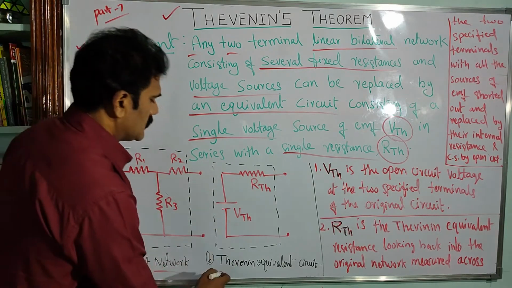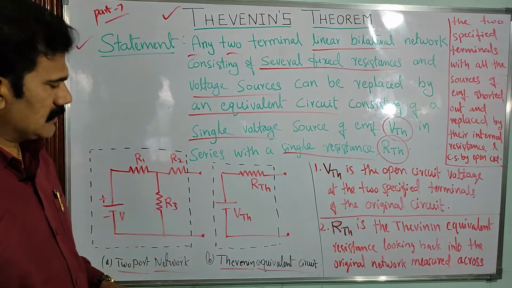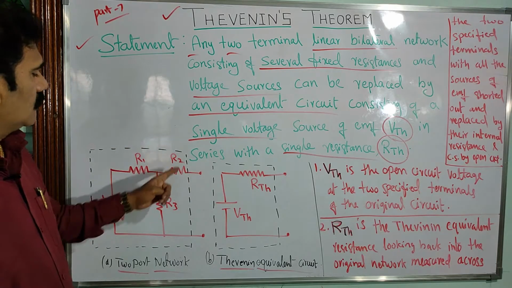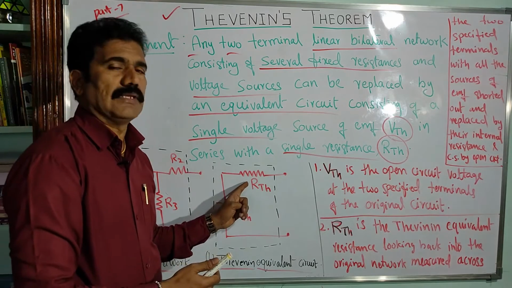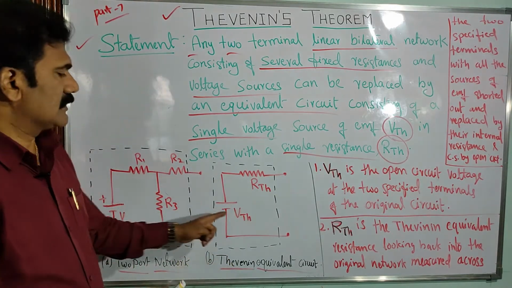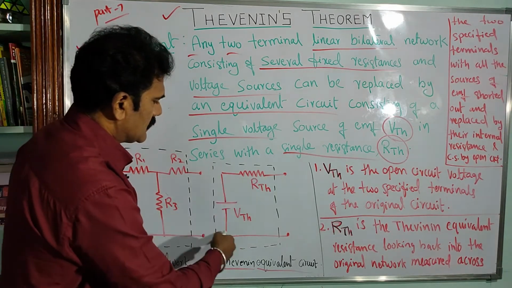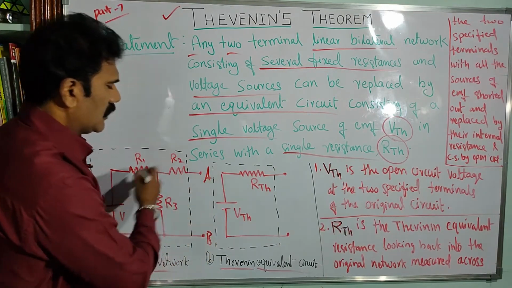Now look at the second diagram, that is Thevenin's equivalent circuit. It does not consist of a number of resistors. All the resistors R1, R2, R3 are considered as a single resistance, called RTH here. The voltage source is considered as VTH, Thevenin's voltage, connected in series across the terminals A and B of the given complicated network.